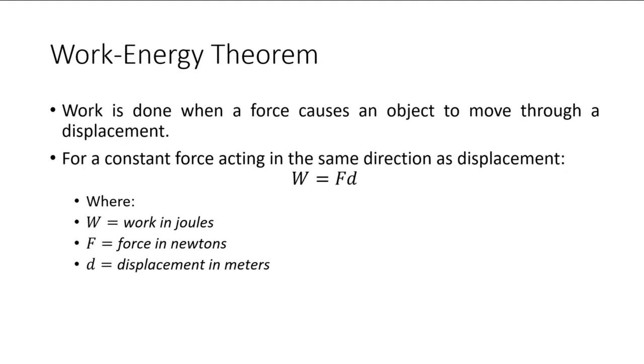Work is done when a force causes an object to move through a displacement. For a constant force acting in the same direction as the displacement, we use this formula: W, or the work, is equal to the force, or F, times the displacement, which is D. For example, if a force pushes or pulls an object and the object moves in the same direction as that force, mechanical work is done. The greater the force and the greater the displacement, the greater the work.